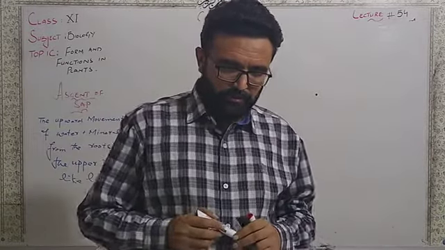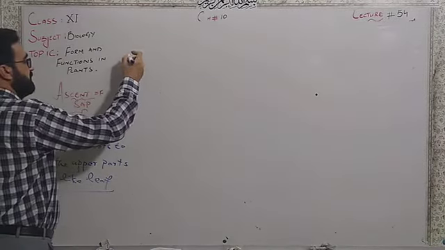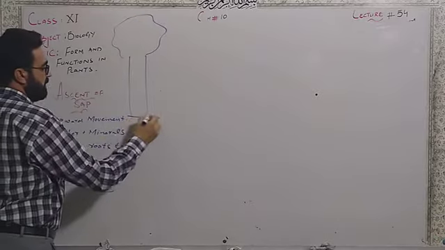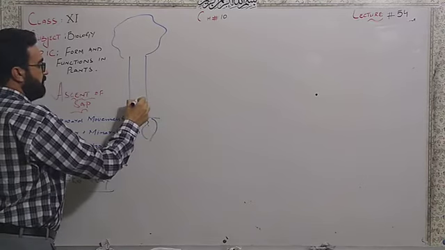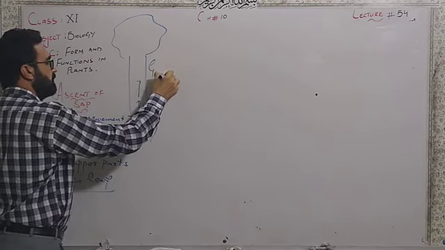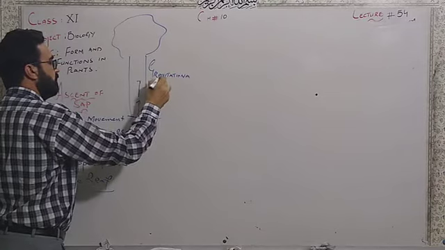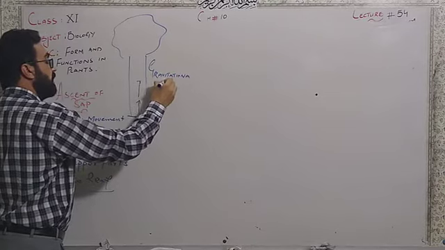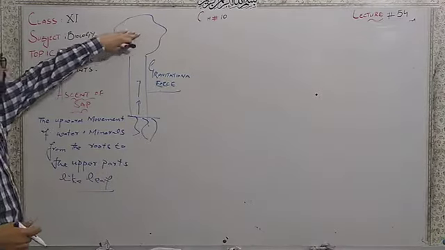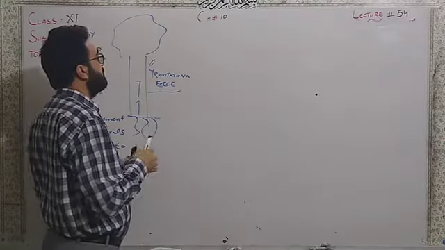My dear students, this is a difficult phenomenon because if we think about it, this is the upper part of the plant, this is the lower part, and the water will move against the gravitational force. It is going against the gravitational force, so we need a pumping mechanism to pump the water. The first idea about the ascent of sap was root pressure.